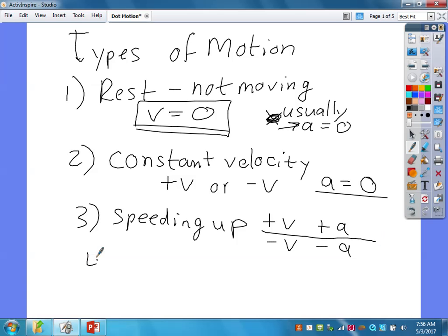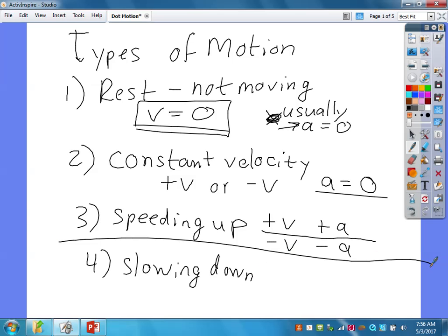The last one is where you are slowing down. When you slow down, I'm going to put a line here so we clearly see the difference. That would mean the signs for velocity and acceleration are opposite.